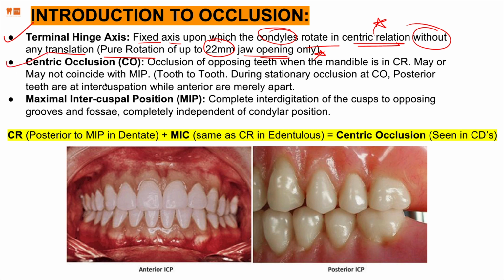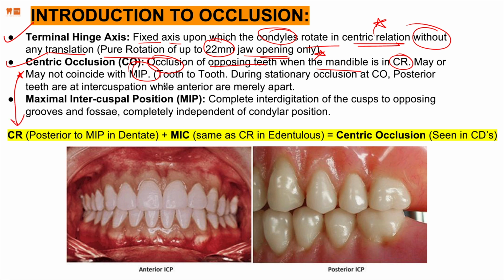Centric occlusion. Centric occlusion is self-explanatory. It is occlusion at CR. What the sentence says is more explanatory, however. It says occlusion of opposing teeth when the mandible is in centric relation. May or may not coincide with maximum intercuspation. This sentence is very important. I'll explain to you with this highlighted statement here.